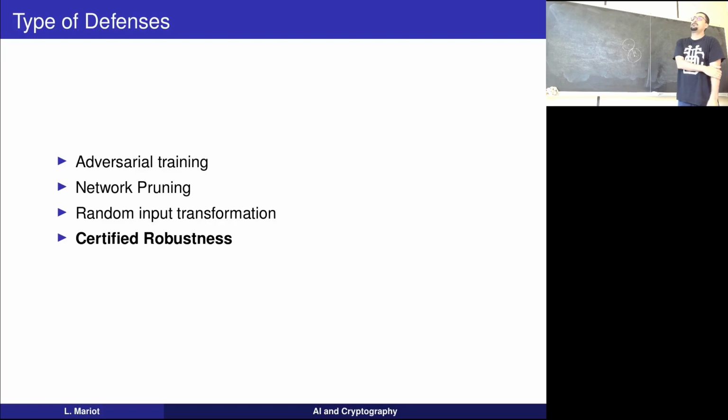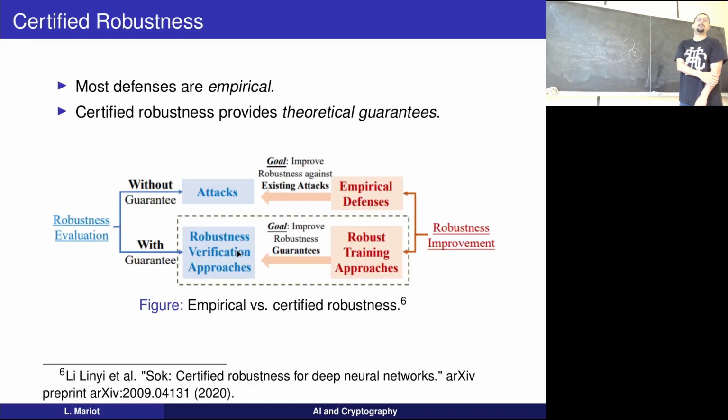On the other hand, here we focus on certified robustness, which is basically the idea of having a defense that provides a theoretical guarantee, saying that with this kind of approach, with this kind of defense, you're able to thwart adversarial examples as long as you are satisfying certain hypotheses on your adversarial examples and on the capabilities of your adversary in general.